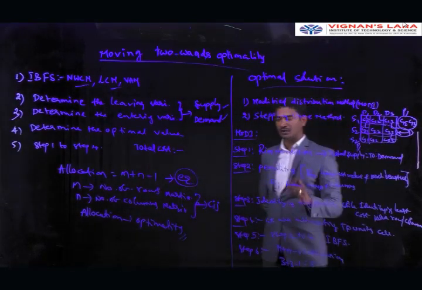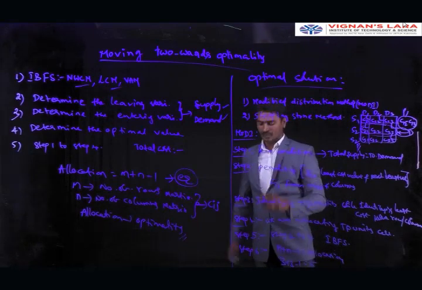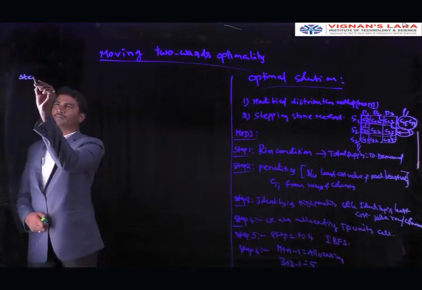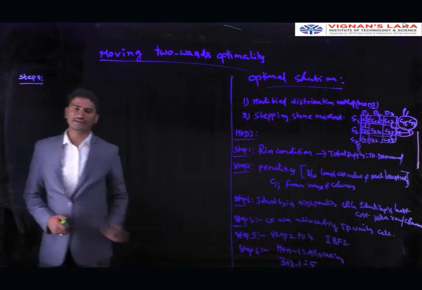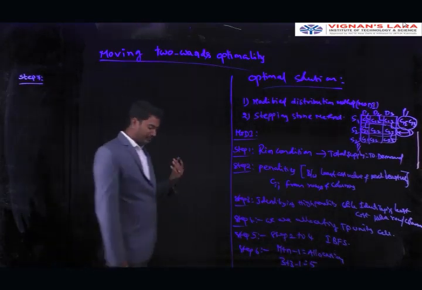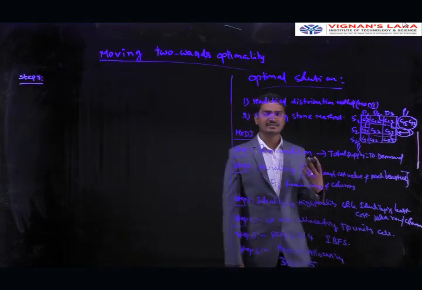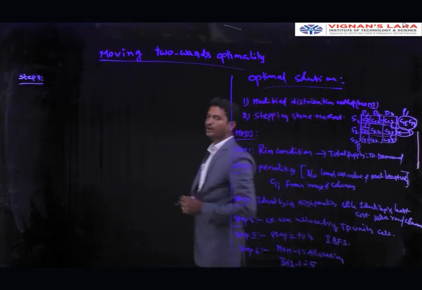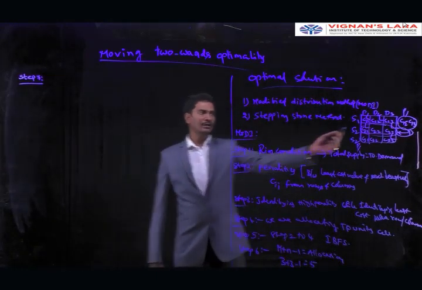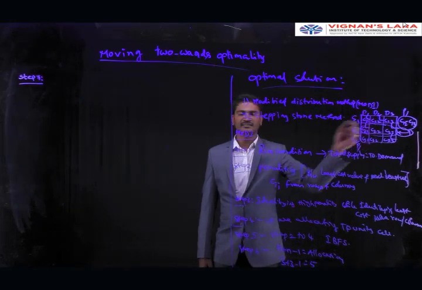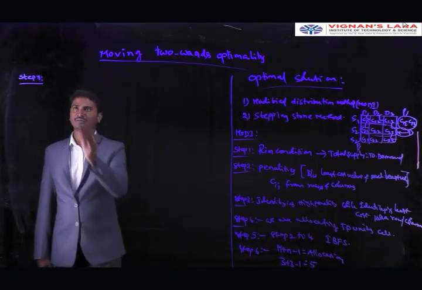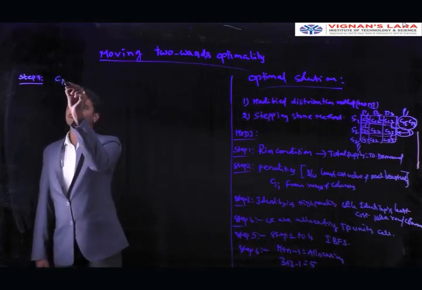In step 7, we are going to calculate the optimal solution with the help of the modified distribution method. In this step we are going to find the new values. Just as in simplex we find the new values from the initial basic feasible solution, here also we find the new values for the allocations. We take the allocated cells from the initial basic feasible solution, then find the new values based on this formula.